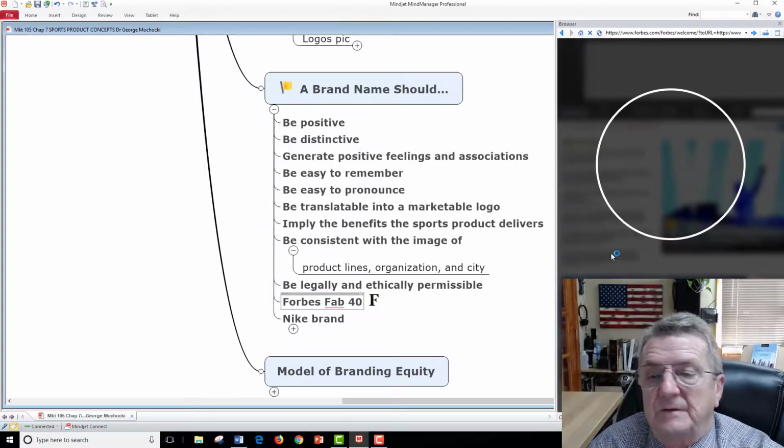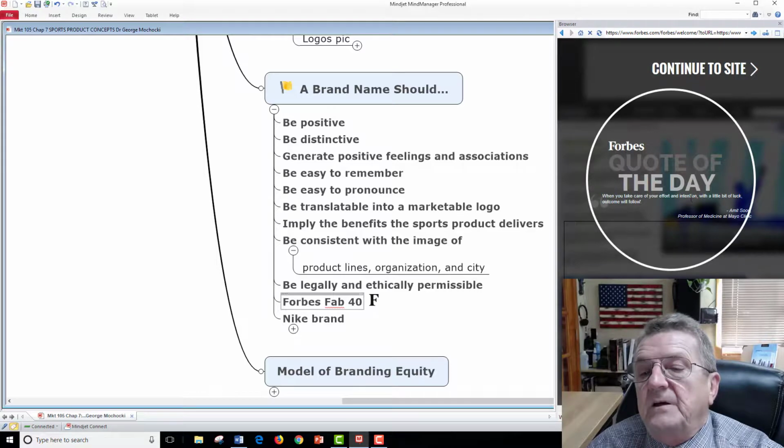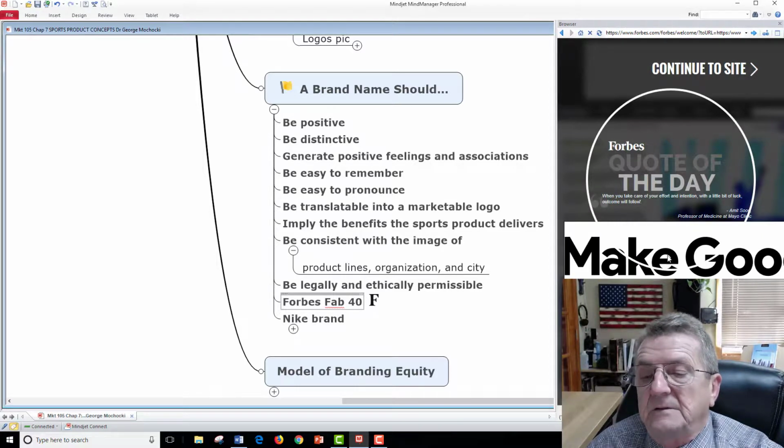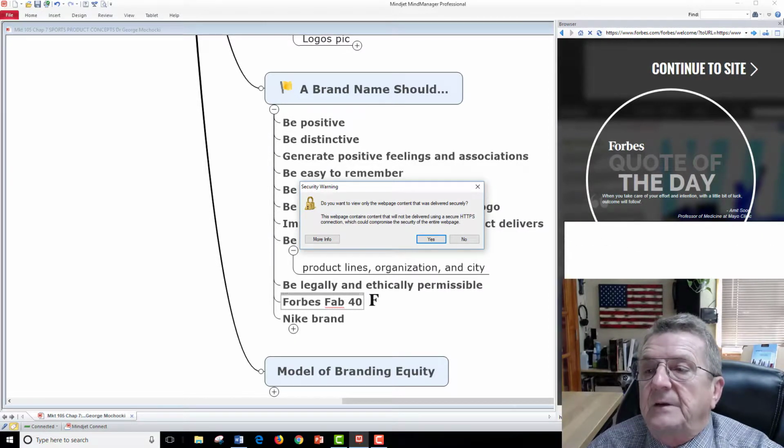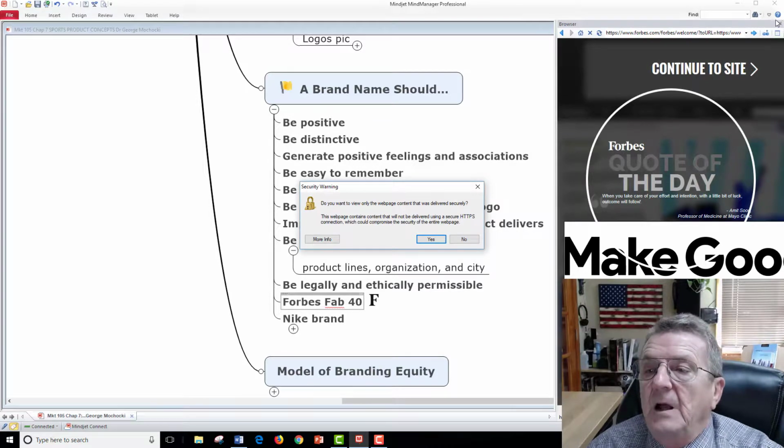And then Forbes, let's see what we have on here. What does Forbes have? All right. When you take care of a quote of the day, make Google Assistant. It's probably a commercial, so I don't want to go through there, all right? But click on the sites.